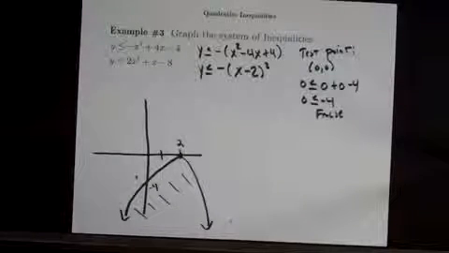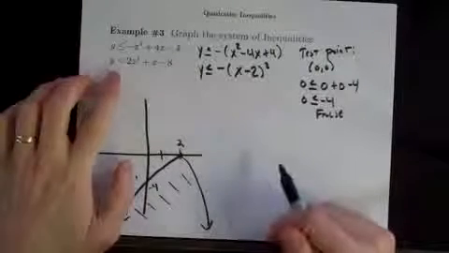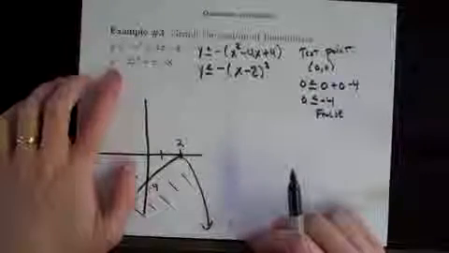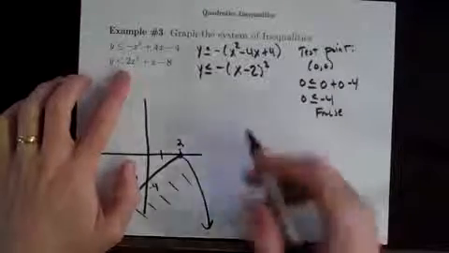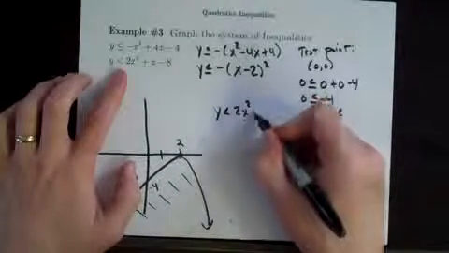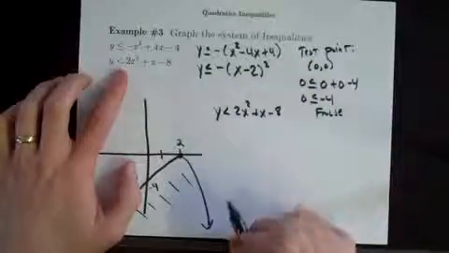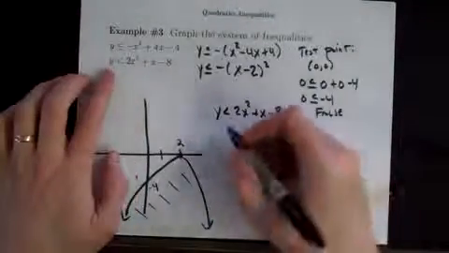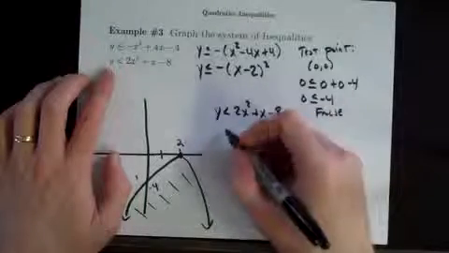Now, the second equation, y is less than 2x squared plus x minus 8. This one's hard because this doesn't factor. So we're going to need to use the quadratic formula. Okay? So let's see. Quadratic formula.